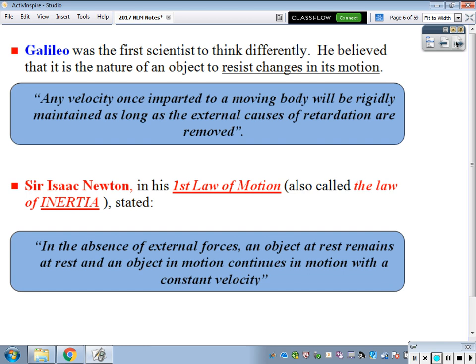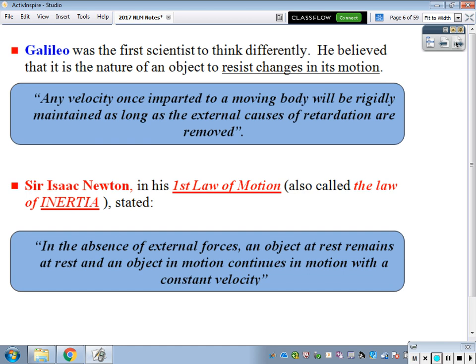Even though Galileo is the one that really put it together, Newton is the one that gets credit for it. Why? Newton gave it a name. Newton called it his law of inertia. So with the law of inertia, he said, and this is the way in which I want you to understand it, because it incorporates all the pieces: in the absence of external forces, an object at rest remains at rest, and an object in motion remains in motion with a constant velocity.